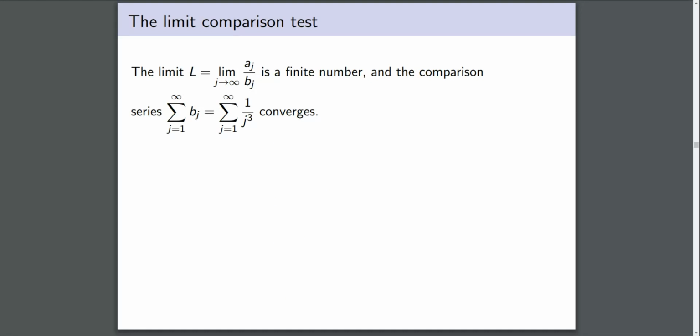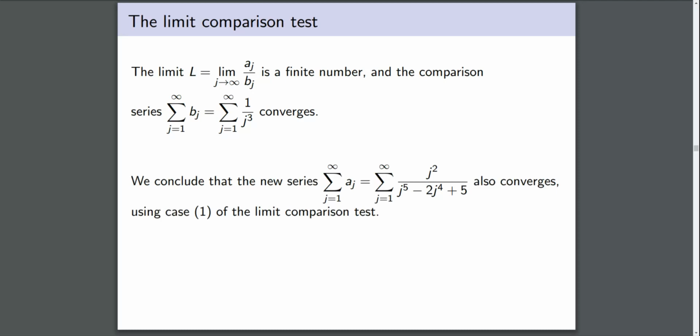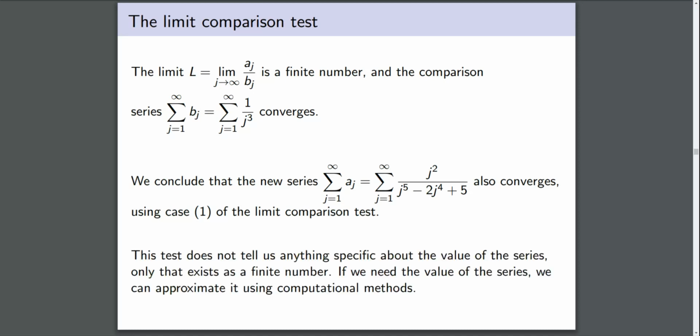What does this mean? By the limit comparison test, if our limit is a finite number and the comparison series converges, then that means that our new series is going to converge as well. Remember, even though we know that this series converges, we don't know anything specific about its value. That's a different question. We would do that using a computer, and that was the problem that you did for your last programming project. That was last week in class.